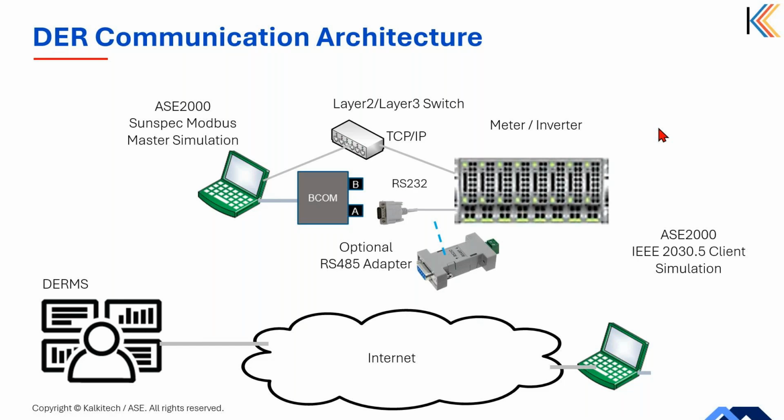And at a high level, ASE 2000 can test the meter communication either through DNP3 or SunSpec Modbus or Modbus. So those are the typical protocols that you will see on the meter or inverter side. And on the other side, to test the DERMS, you can use the 2030.5 client capability in AC 2000, and it can simulate a larger number of site gateways and verify that aggregators and DERMS can handle those incoming communications.